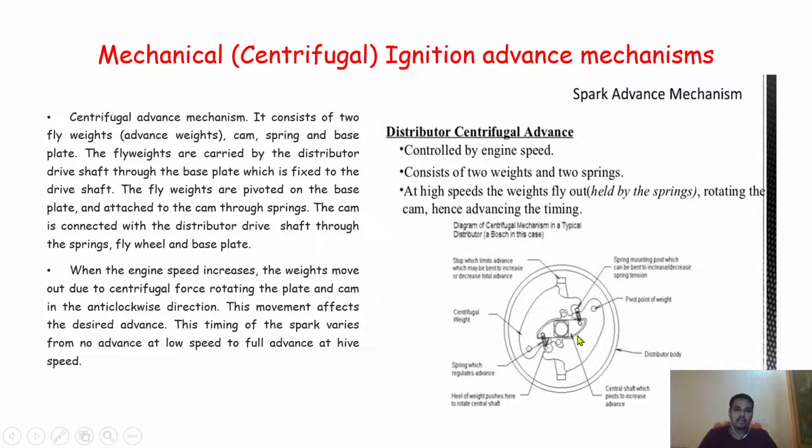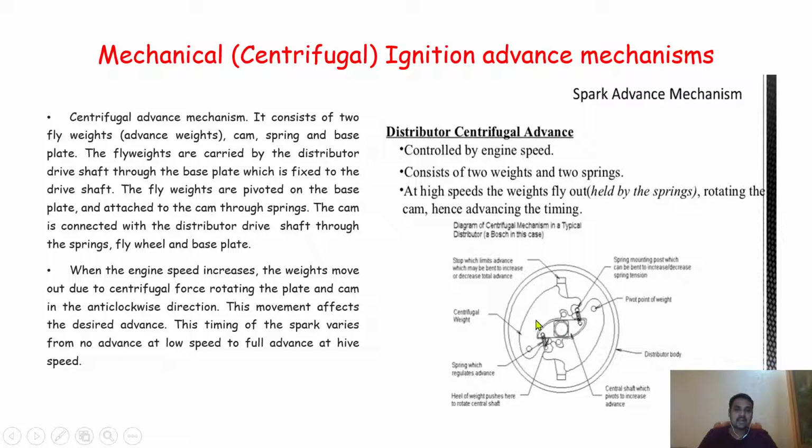So dear friends, what happens is that as this central shaft rotates, because of the centrifugal force, whatever is surrounding this body will move away from the center. This is the principle of centrifugal force. As this shaft starts to rotate at high speed, these two weights will move away from the center. Because the spring is there, that spring will operate and these two weights will move away from the center of the shaft.